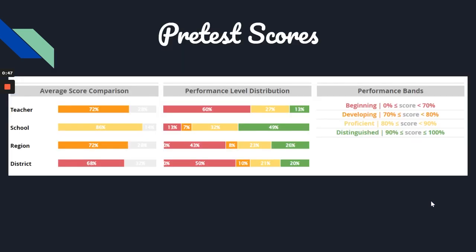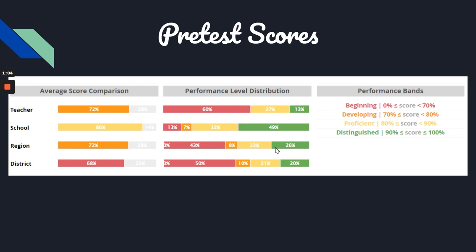Looking at the pretest scores, our class had an average of 72%. In relation to the school, region, and district, we were right on par with the region. We were above the district, however, we did score 14% lower than the school average.